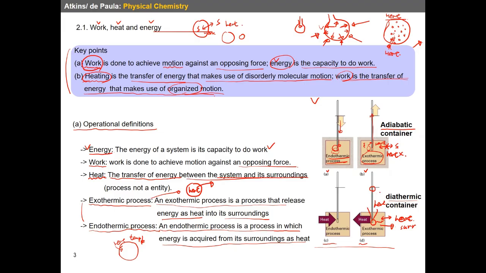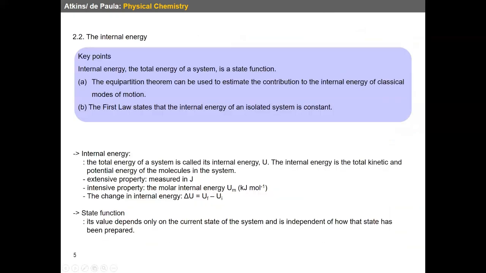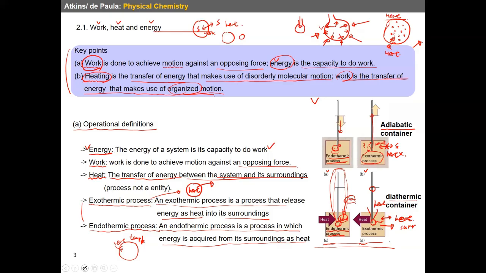In the same way, in the endothermic process, the system will absorb some heat, but such heat is supplied from the surroundings. So that's why the temperature of this endothermic process in this diathermic container is not changing. So these are the examples.